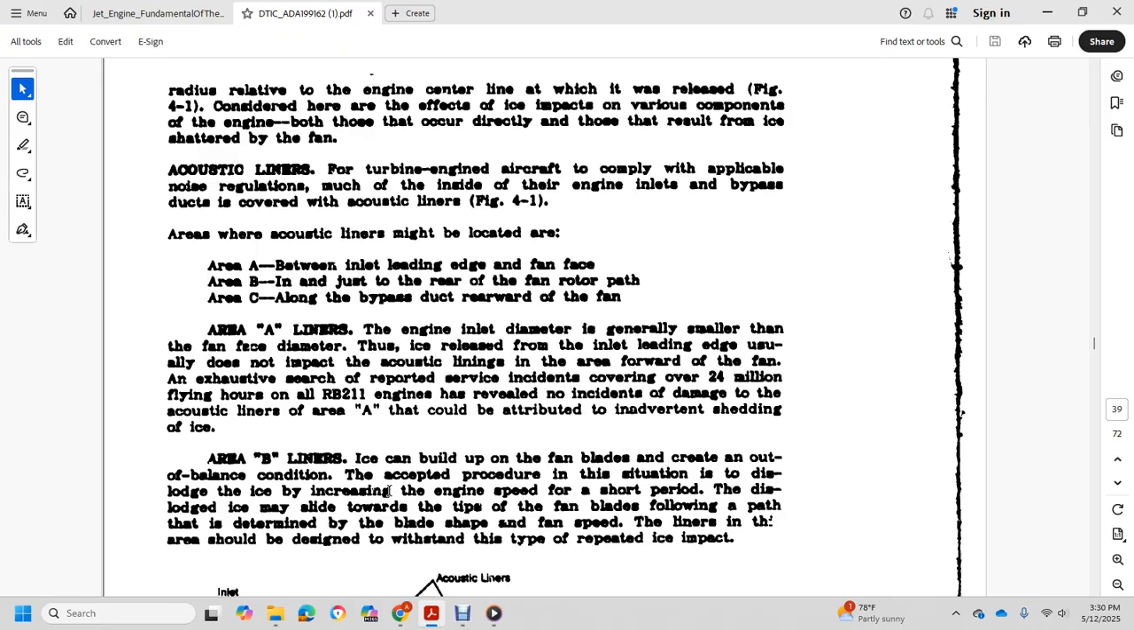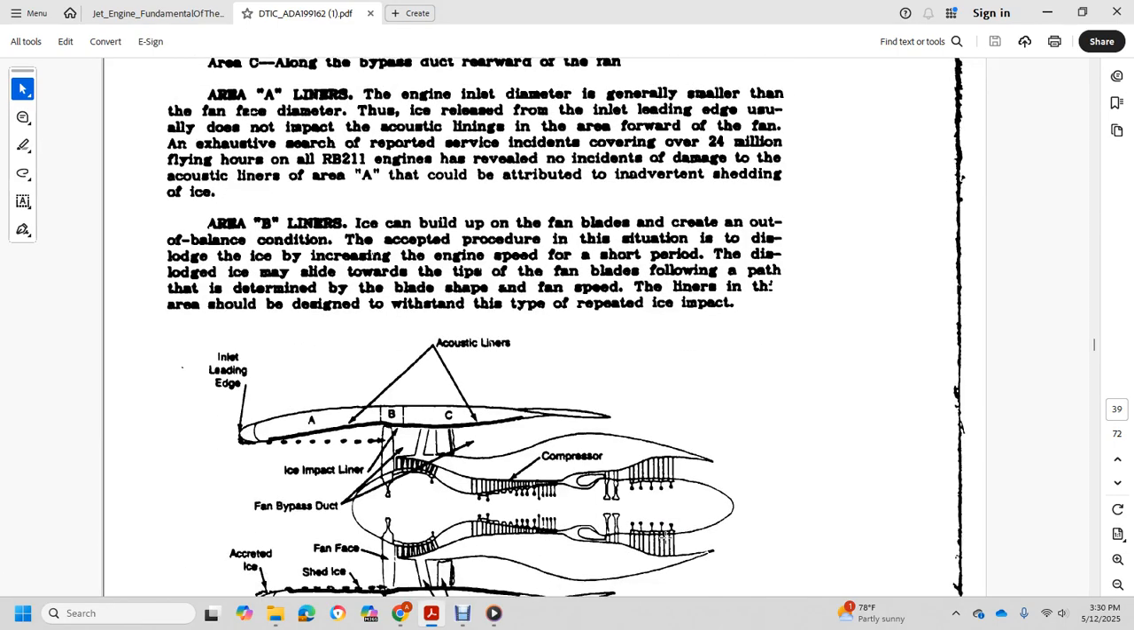The acoustic surface report covering 24 million flying hours of the RB211 engines has revealed no incident of damage to the acoustic liners at area A that could be attributed to the inadvertent shedding of ice. In area B, ice could build up on the fan blades, creating an out-of-balance condition. Except for that perceived in this situation, the dislodging ice increases the engine speed for a short period. The dislodging ice may slide toward the tip of the fan blades, following the path determined by the blade shape and the fan speed. The liners of the area should be designed to withstand this type of repeated ice impact.